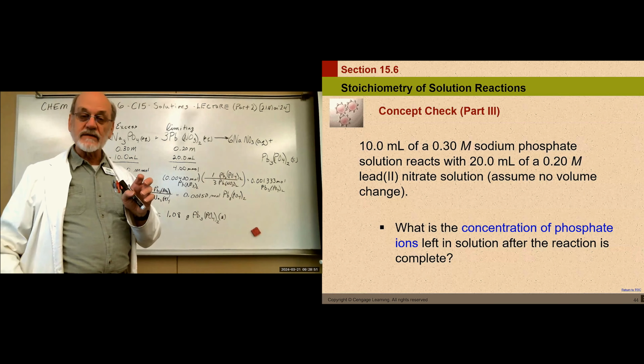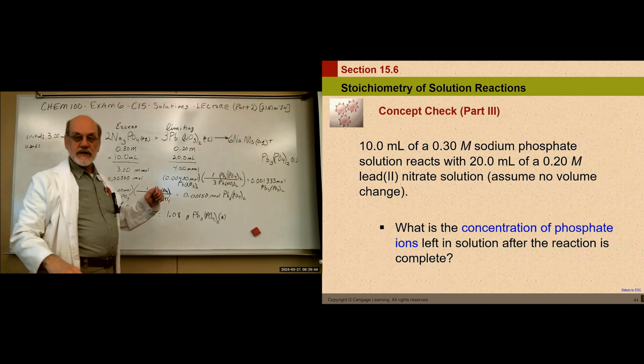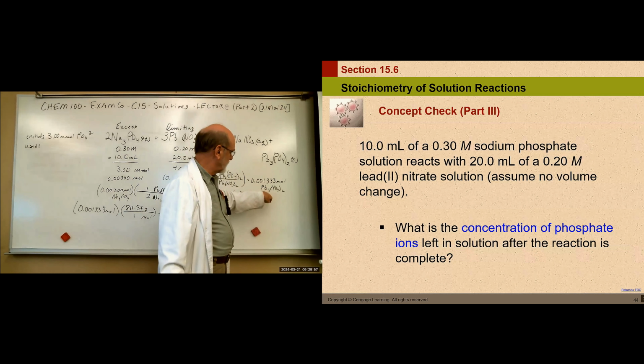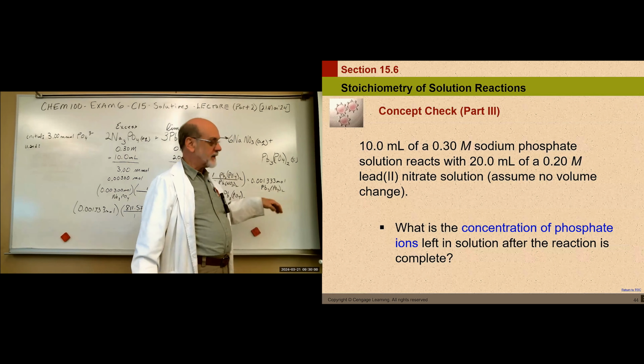This is initial. Okay? How much is used? How much is used is what we have over here. Right here. This is the moles of lead 2 phosphate. This is how much is used. Let's convert this to millimoles: 1.333 millimoles of that compound.